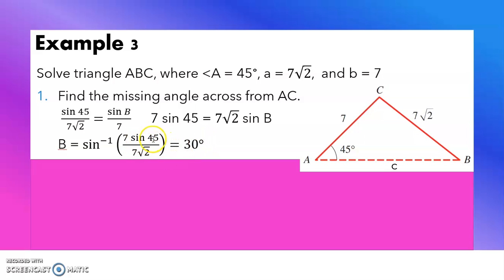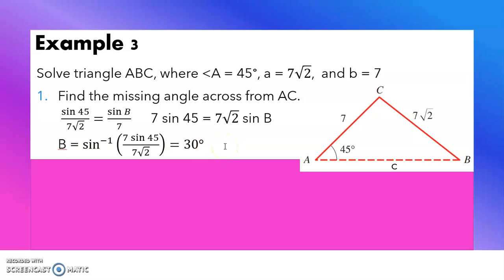Now, you may recall that sine of 45 is one of the ones that we know from our unit circle. That's square root 2 over 2. So this is 7 square root 2 over 2 divided by 7 square root 2. That comes out to 1/2. And the inverse sine of 1/2 is 30 degrees.